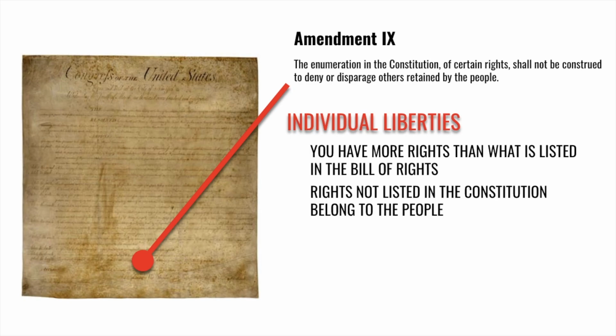Now, the Ninth Amendment means that you have more rights than what are listed here in the Bill of Rights. One of the arguments made during the debate between Federalists and Anti-Federalists was that if you began to make a list of rights, what would happen, let's say, if you left some of those rights off of the list? Even though there are rights not listed in the Constitution, it does not mean that you do not have those rights. So rights not listed in the Constitution belong to the people. They are retained by the people. So if it's not in the Bill of Rights, that doesn't mean that you don't have it.